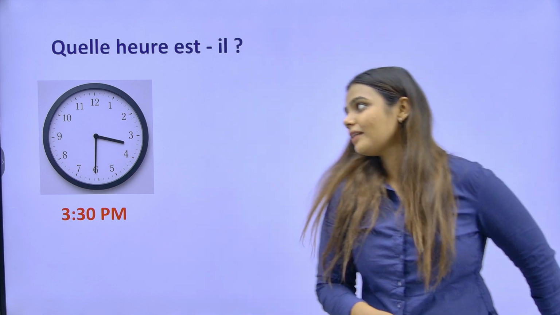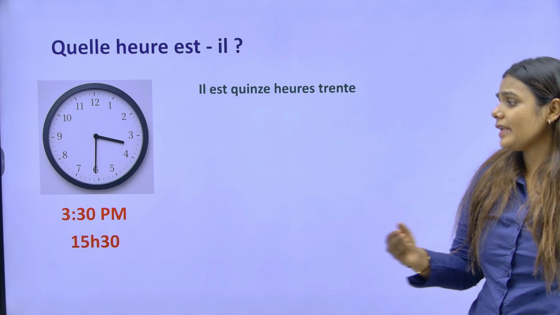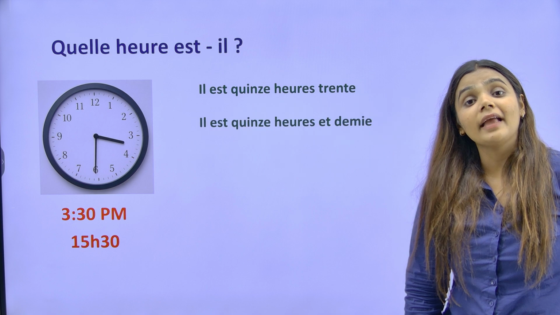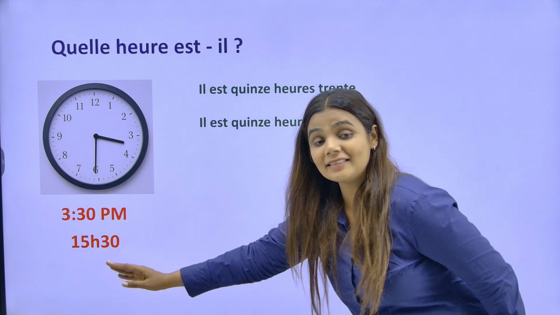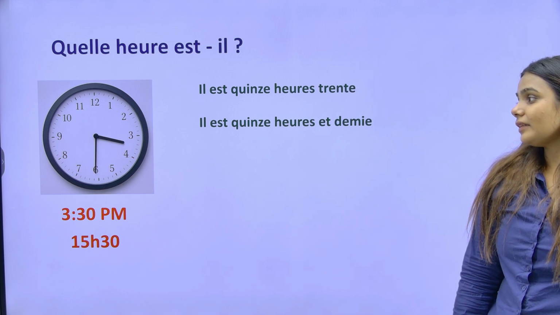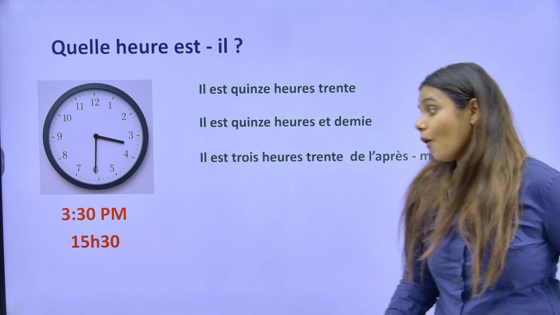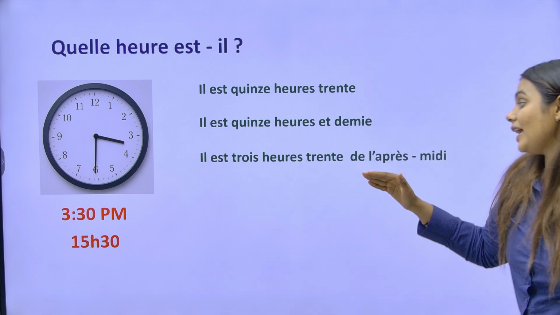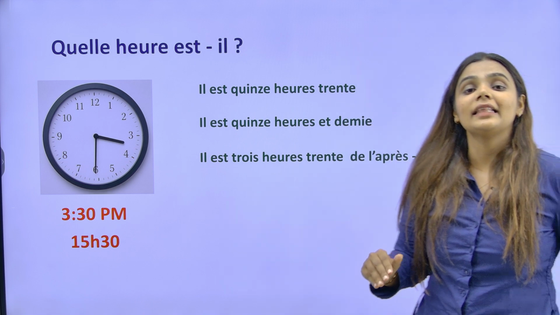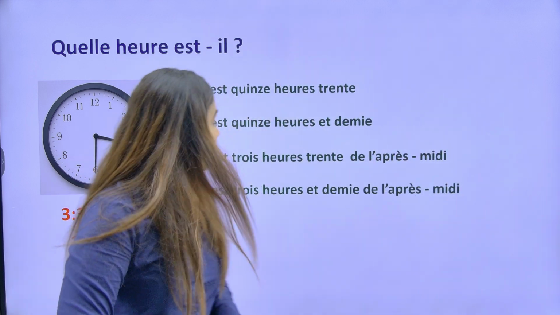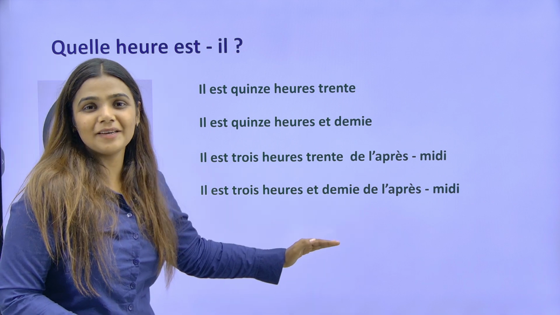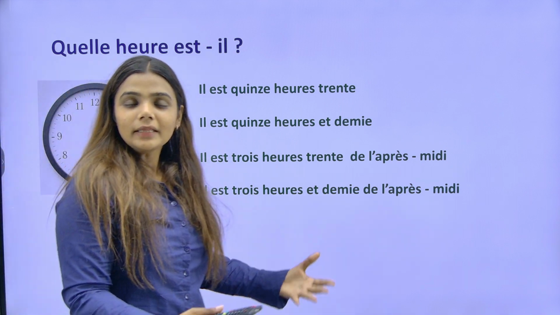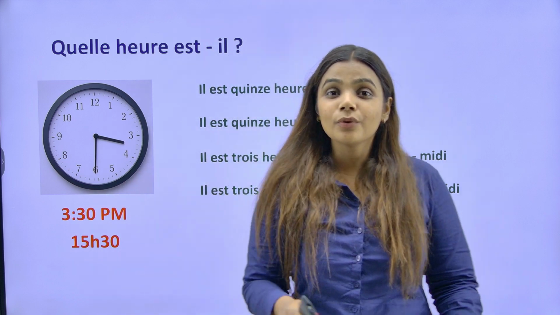I'm sure till now you must have figured out at least one. Let's check the responses that are there. I can say il est 15h30. I can also say il est 15h30. Excellent. If I'm using the 12-hour clock, I can also say il est 3h30, but again, I will have to add de l'après-midi. And the last one, I can also say il est 3h30 de l'après-midi. So you see, there are different ways of saying the time. It is on you which one you want to use.